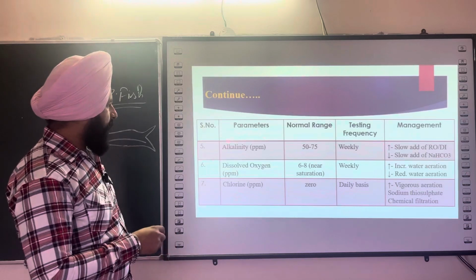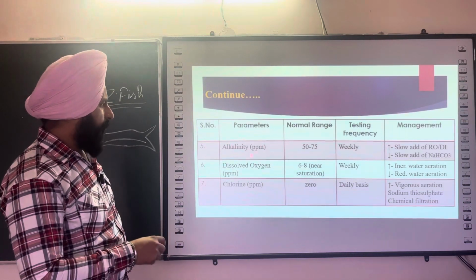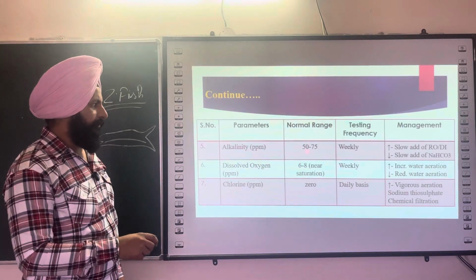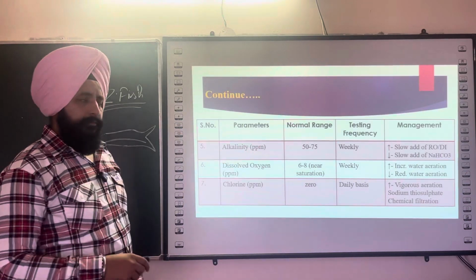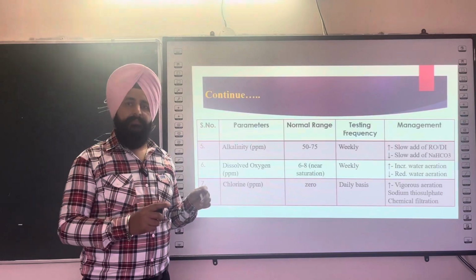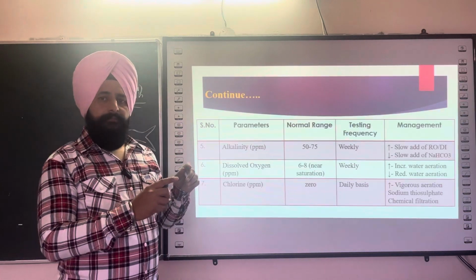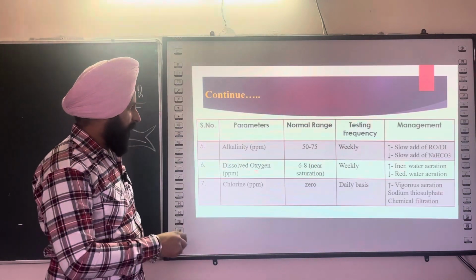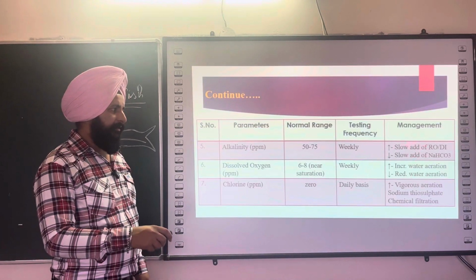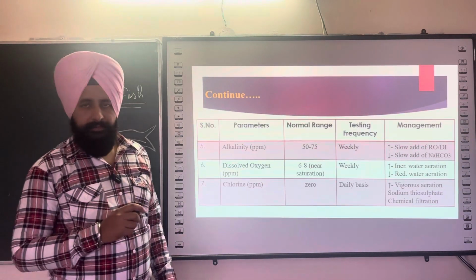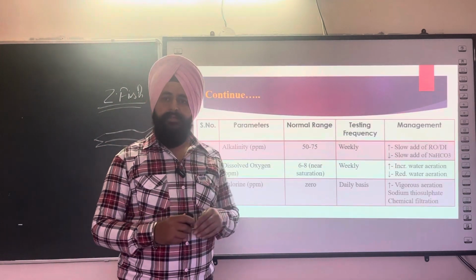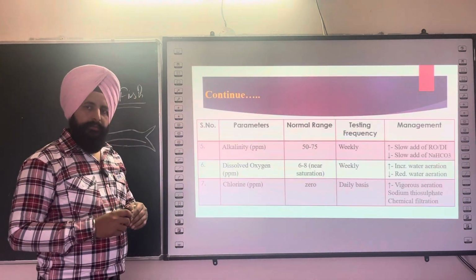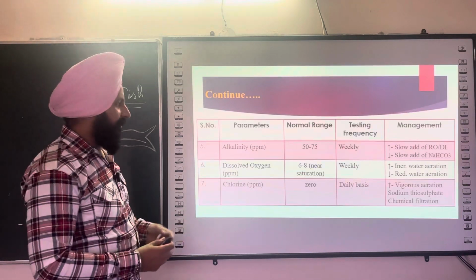Next, how you can maintain alkalinity, in parts per million. The alkalinity range should be 50 to 75, because the water should not be acidic. In acidic water, fish will have behavior problems and a lower survival rate. So water should be alkaline, and you can maintain alkalinity by using sodium bicarbonate. If the water is acidic, you can make it alkaline by adding sodium bicarbonate. You prepare a solution of sodium bicarbonate and maintain the alkalinity.